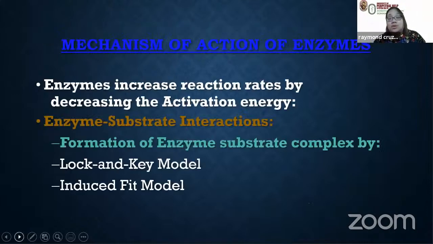I'm pretty sure you remember the visual example of this wherein there's a high molehill. When there's an enzyme, it gets flattened so that you could push the boulder easier through that hill. That is the visualization of reducing the activation energy. So enzymes increase reaction rate by decreasing the activation energy, thereby the enzyme-substrate interactions are formed.